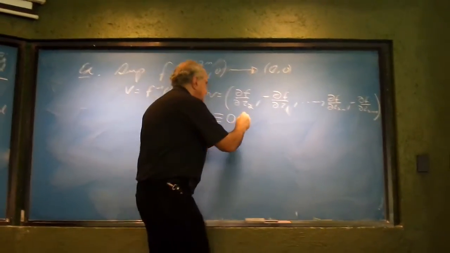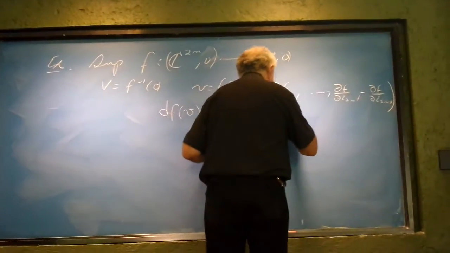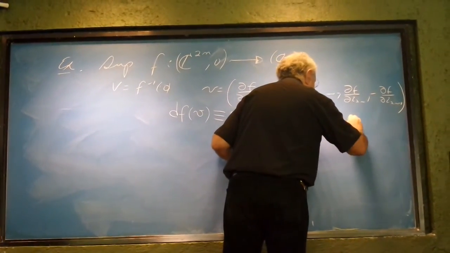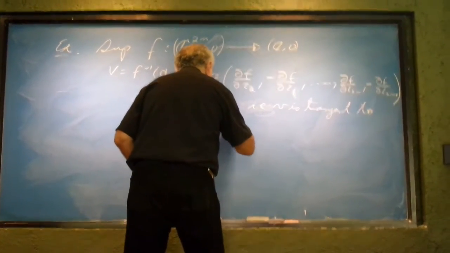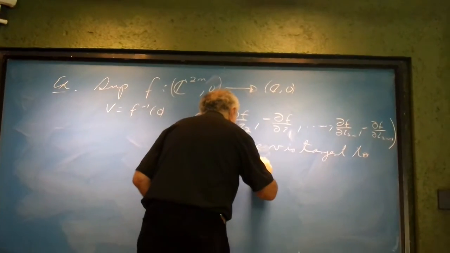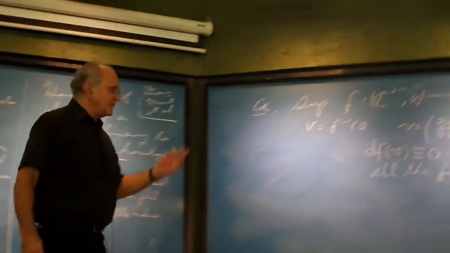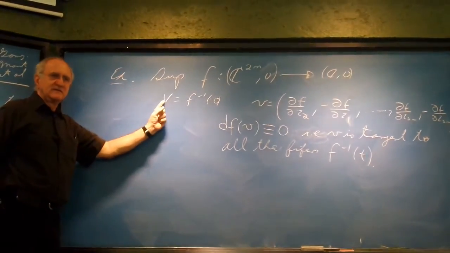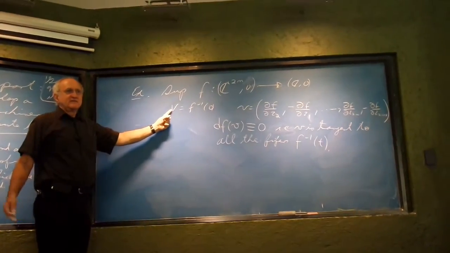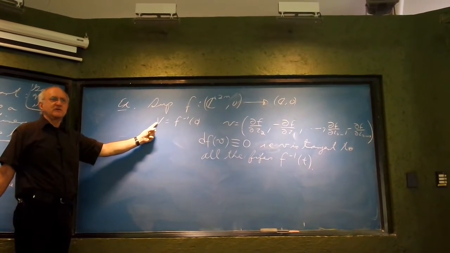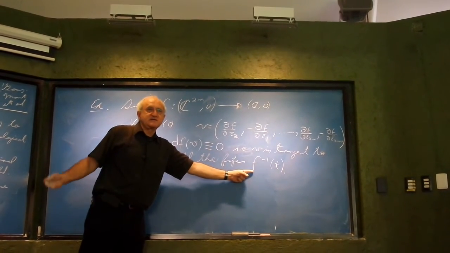This means V is tangent to all the fibers f^{-1}(t). In particular, it gives you a vector field tangent to this one. Okay, but then what is the GSV index? We know it is the Poincaré-Hopf index of an extension to the middle fiber. But it extends to all nearby fibers with no singularities. So the GSV index is zero.